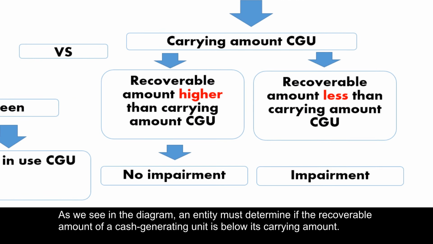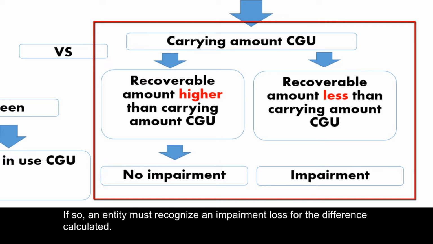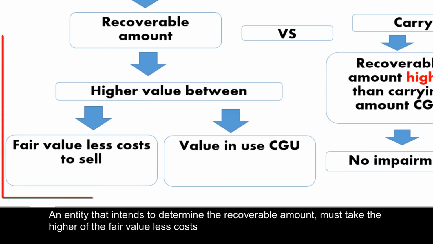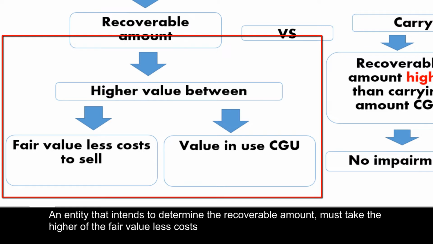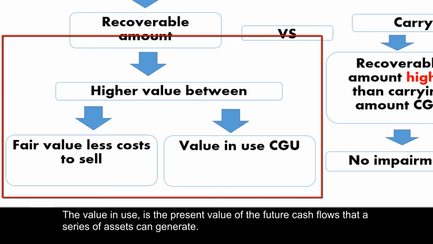As we see in the diagram, an entity must determine if the recoverable amount of a cash-generating unit is below its carrying amount. If so, an entity must recognize an impairment loss for the difference calculated. An entity that intends to determine the recoverable amount must take the higher of the fair value less costs to sell the assets that make up the line of business and their value in use. The value in use is the present value of the future cash flows that a series of assets can generate.